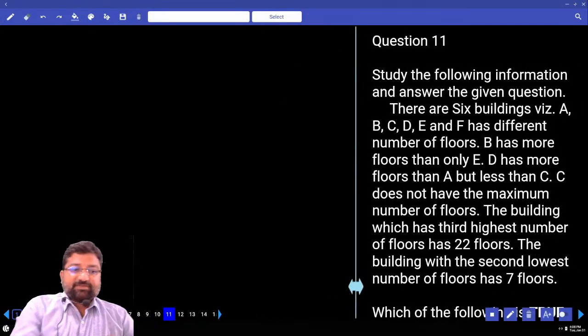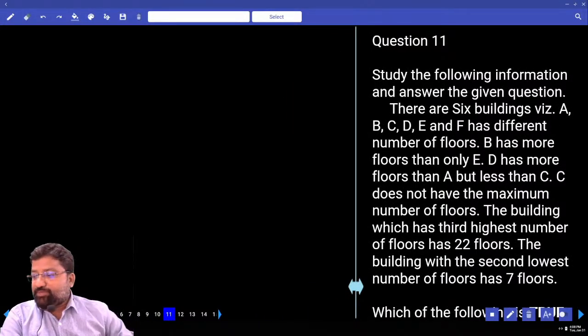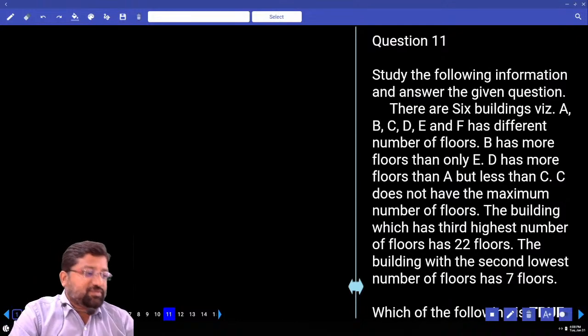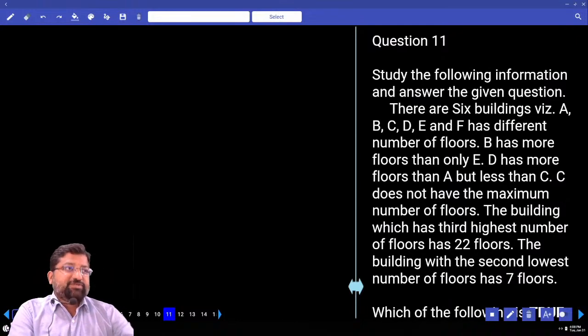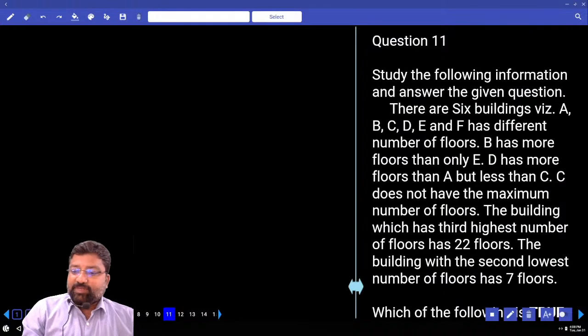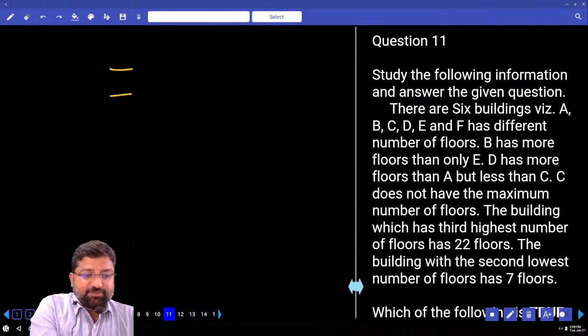So, this is 11. What's going on here? There are how many buildings? 6 buildings. A, B, C, D, E and F have different numbers of floors. How many floors? Different numbers of floors. We are not sure. So, how many persons total? 6. 1, 2, 3, 4, 5, 6.